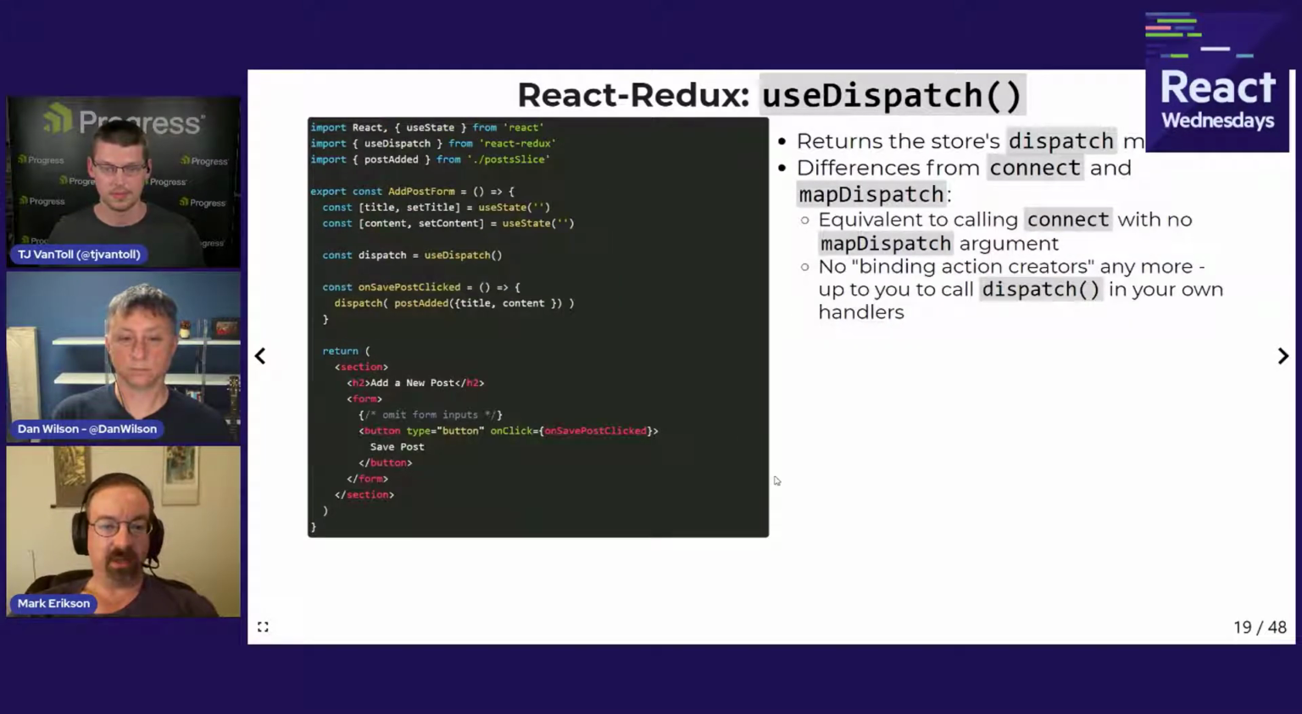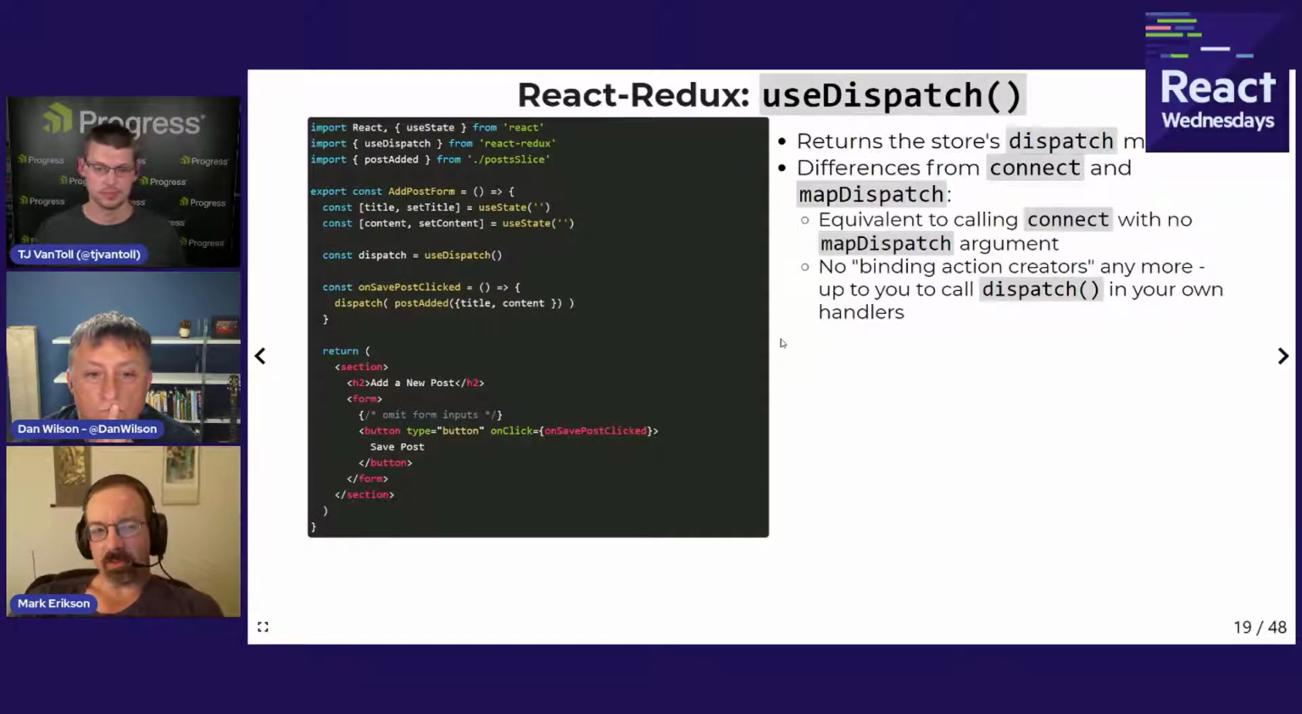We also have a useDispatch hook, and this is a little bit like the mapDispatch argument to connect, but it's pretty simple. Literally all it does is give you the store's dispatch function. And then it's up to you to call that inside of a click handler or something to dispatch the correct action. So there's a little bit less of an abstraction here because you're no longer binding action creators. In one sense, you're writing just a little bit more code, but it's also a lot more clear what's actually happening because there's no abstraction here.